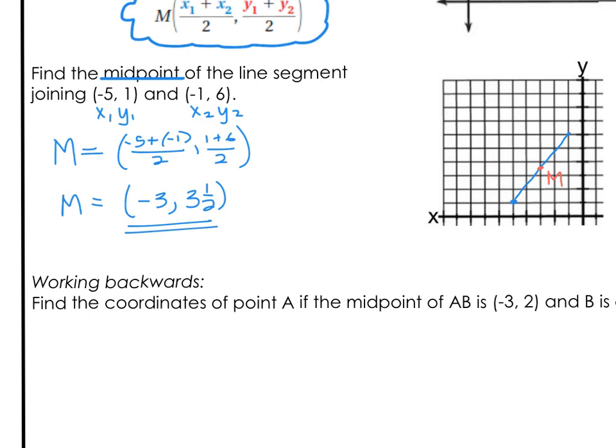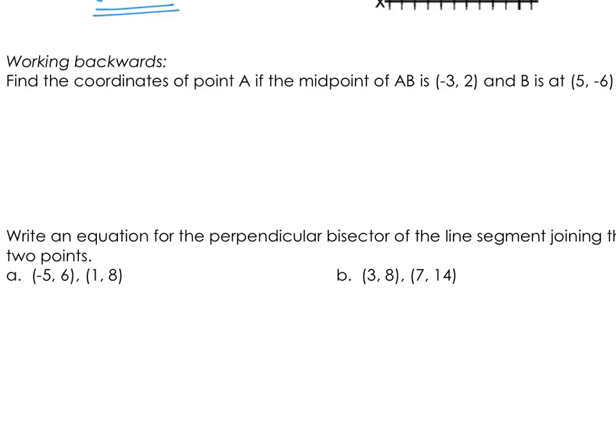Down below, let's work backwards. Here we're asked to find the coordinates of point A if the midpoint of AB is -3, 2 and B is at point 5, -6. If we're trying to find the coordinates for point A, I'm going to identify those as my x1 and y1. The midpoint is -3, 2, so I'll label that capital M. And that means point B would have to be my other coordinate, x2, y2.